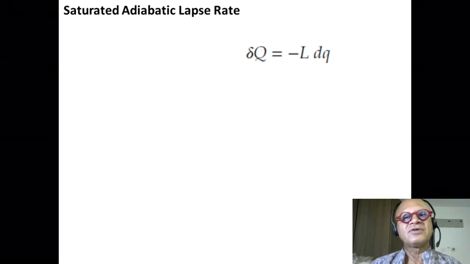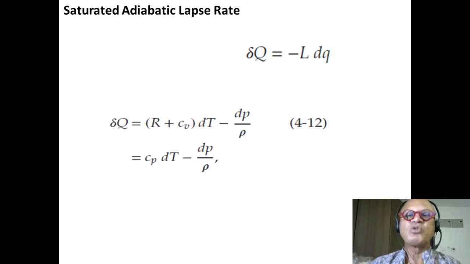L is the latent heat of condensation. It's a minus sign because if humidity decreases, then there is going to be heat released. If humidity increases, then there is no condensation, then there is evaporation, so you get heat loss, right? That's a simple way to think about it.